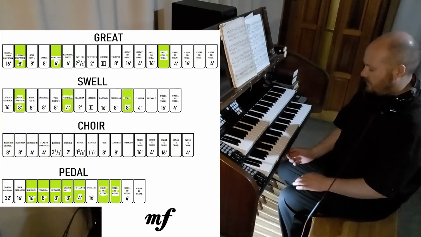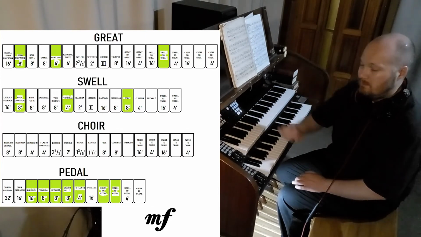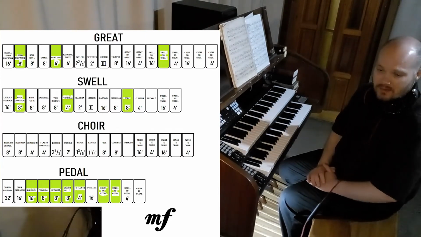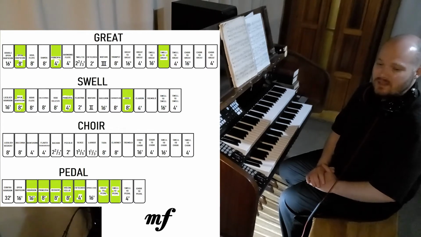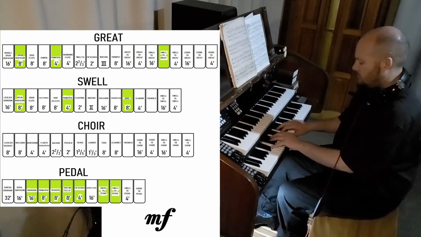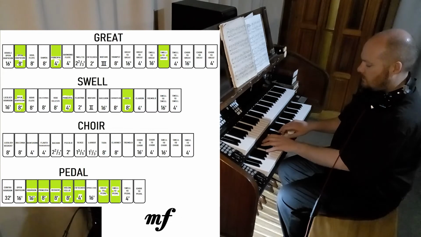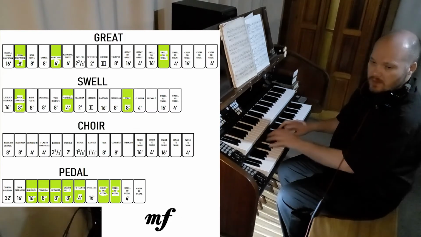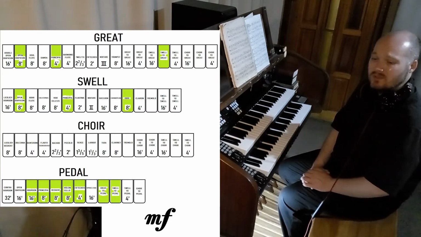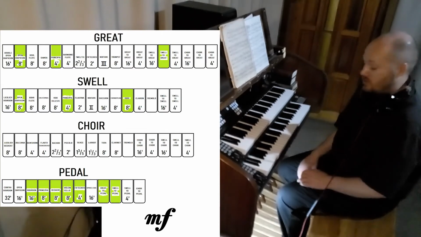Then we have mezzo forte. Mezzo forte, MF, are basically your principals of 8 and 4 foot. You may add the principals of your swell, 8 and 4 foot, along with the oboe if you wish.